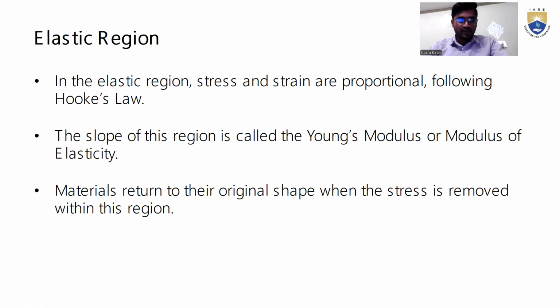And the slope of the region is called the Young's modulus or modulus of elasticity. Because in Hooke's law we can say that the slope of the region is Young's modulus, because in the elastic limit stress is directly proportional to strain. So that's why we call it Young's modulus. And another thing is that materials return to their original shape when the stress is removed within this region. This is also one of the points.